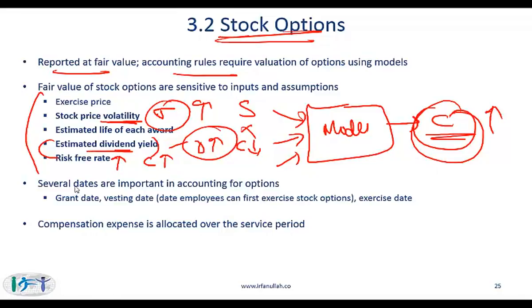You need to recognize that with stock options, there are several important dates. There is the grant date when the option is granted. Vesting date. This is the date where employee can first exercise the option. Obviously, if a company gives an employee an option, there will be a period where the company says work for 4 years and then you can exercise. And as before, the compensation expense is allocated over the service period.